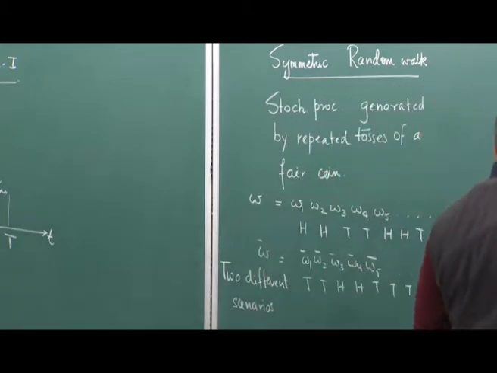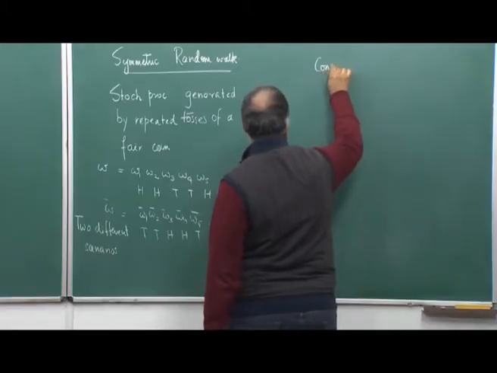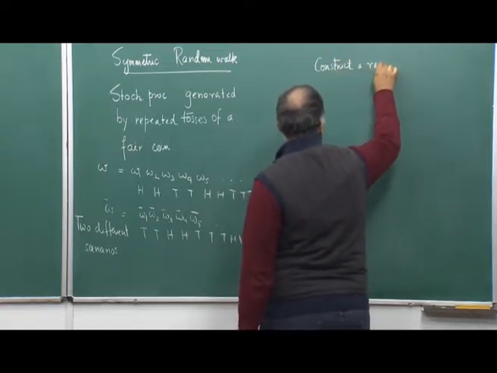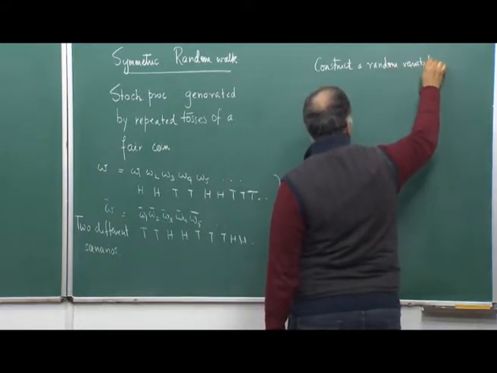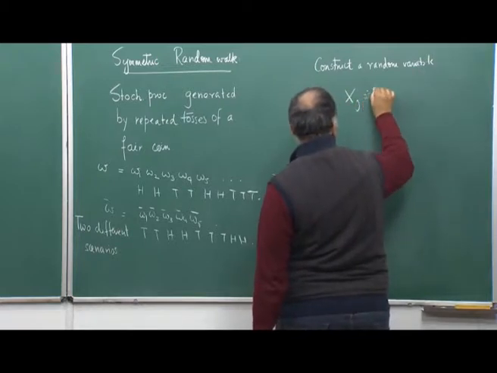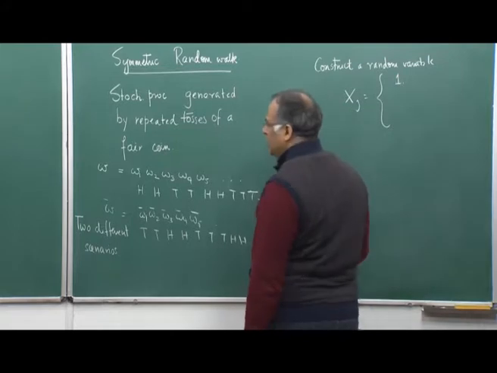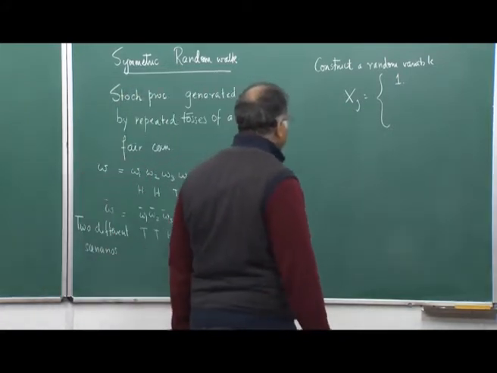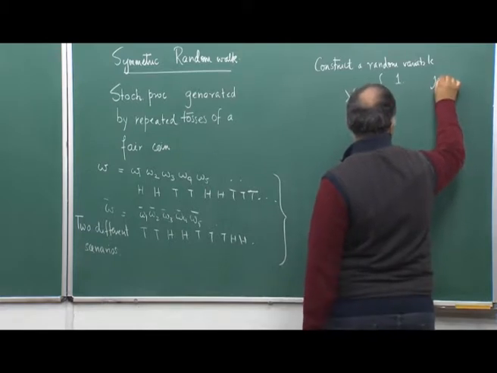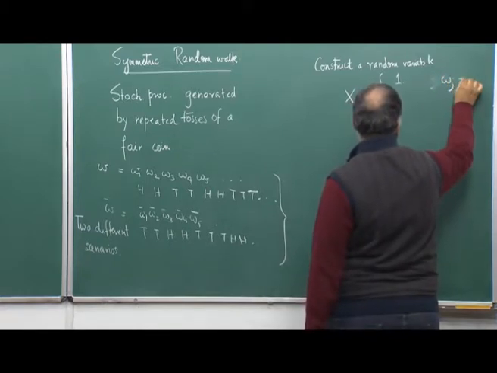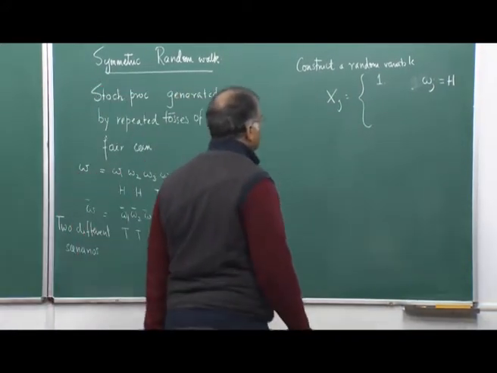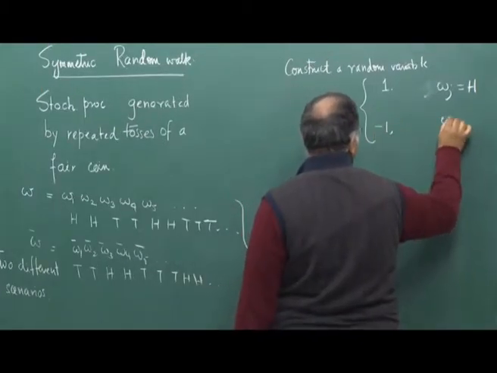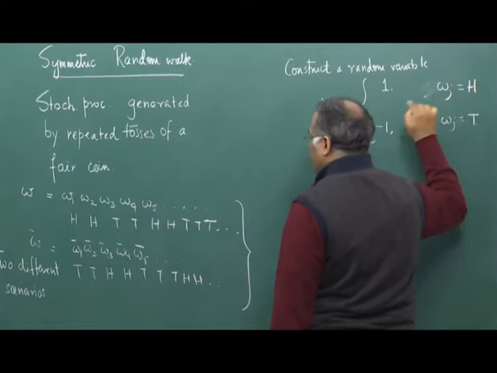Now, construct a random variable Xj, which takes the value 1 if omega j is equal to head, and takes the value -1 if omega j is equal to tail, if tail appears, and 1 if head appears.